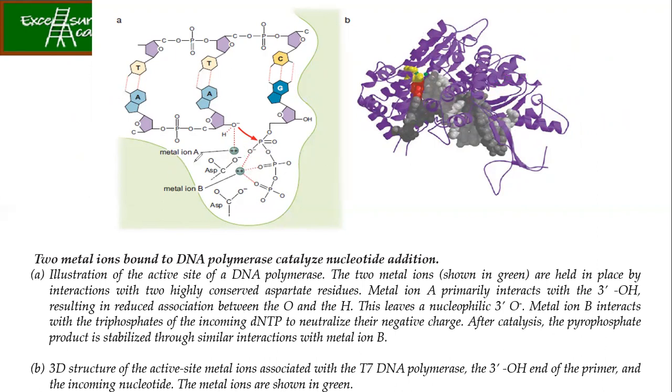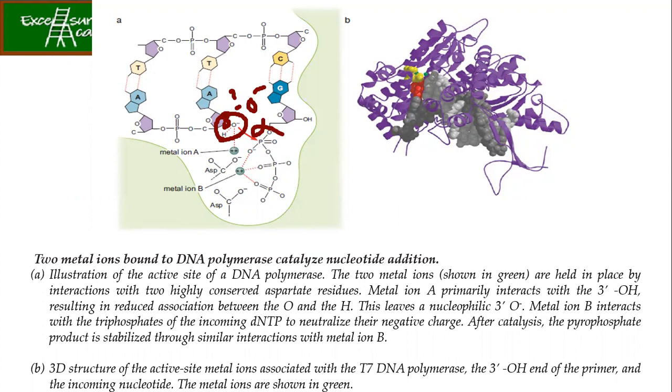So first metal ion A, so already mentioned that it is going to reduce the affinity of the H so that it is not going to become the OH again, right? So metal ion A, it interacts with 3-OH resulting in reduced association between the O and the H. So you can see that metal ion A is actually making interactions with the O minus, hence reducing its affinity for the H. ठीक है? Now this leaves a nucleophilic 3-O minus. So यहाँ पे आपको मिलेगा 3-O minus, this portion, which is going to make a nucleophilic attack on the alpha phosphate. Okay.